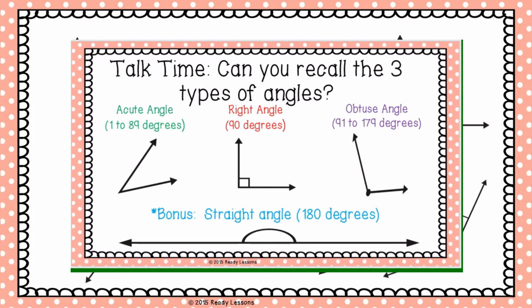Can you recall the three types of angles? You have an acute angle, which is less than 90 degrees. You have a right angle, which is 90 degrees. And you have an obtuse angle, which is larger than 90 degrees. And then the bonus would be a straight angle, which goes straight across and has no bends or curves, and it equals 180 degrees. If you've ever used a protractor, the bottom of the protractor would be a straight angle, and it measures 180 degrees.